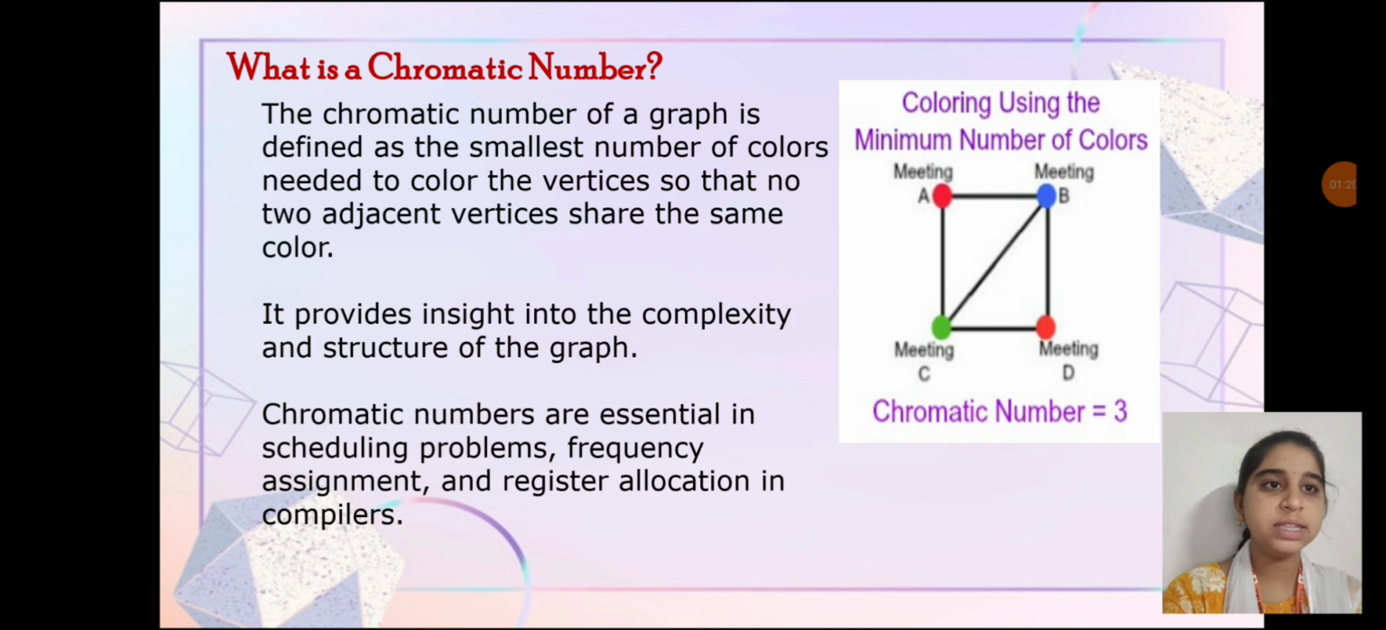Here we can see one example of the chromatic number. There are 4 vertices A, B, C, D. Here A is indicated with red color and the adjacent sides of A is C and B. So we use different colors, green and blue. So the chromatic number of this example is 3. Means we use 3 colors, red, green and blue. So number of colors is called a chromatic number. So chromatic number equals 3.